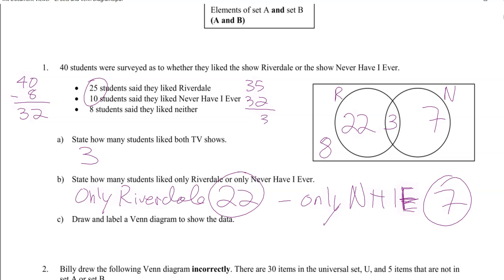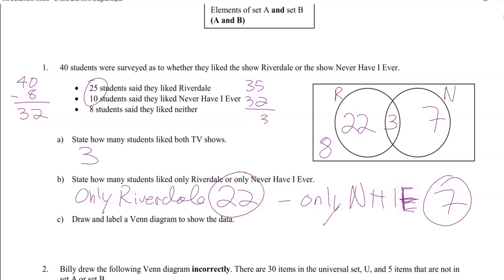Okay, so we've got Riverdale only, right? It's a section where there's no overlap. It's just only Riverdale, 22. Never Have I Ever only, outside of the intersection again. 3 in the intersection. Draw and label a Venn diagram to show the data.